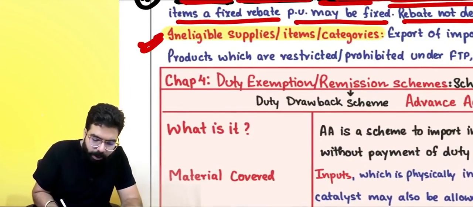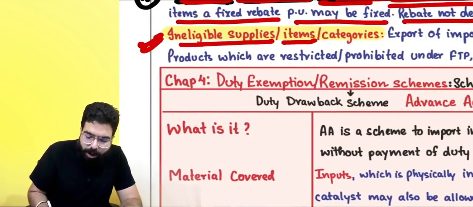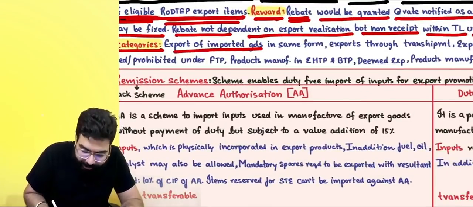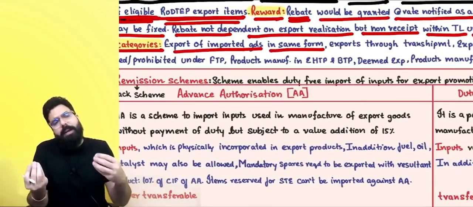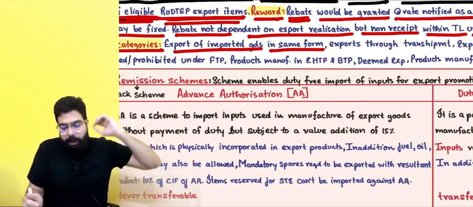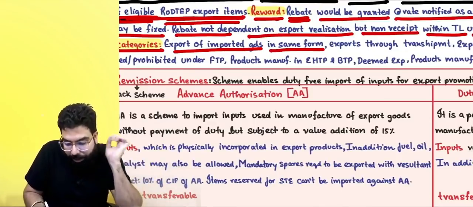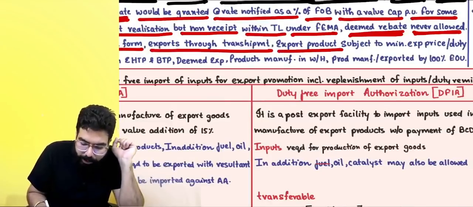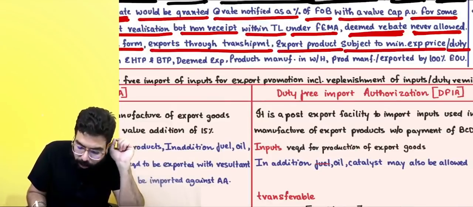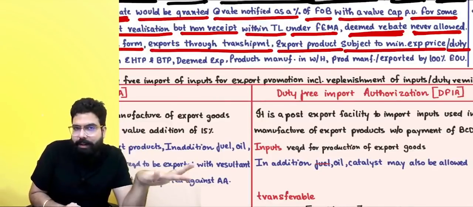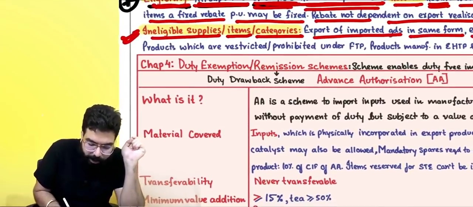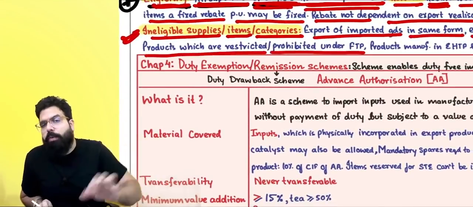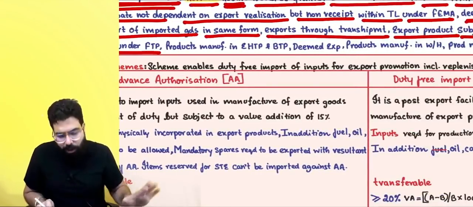Then, sir, what are the ineligible supplies, items or categories? Export of imported goods in the same form. I imported something, did not do anything, and exported it. Then they are telling you will not get it. Export through transshipment, not allowed. Export product subject to minimum export price or minimum export duty, in that case also the RODTEP scheme is not given. Products which are restricted or prohibited under the FTP, for that also the RODTEP scheme is not given.